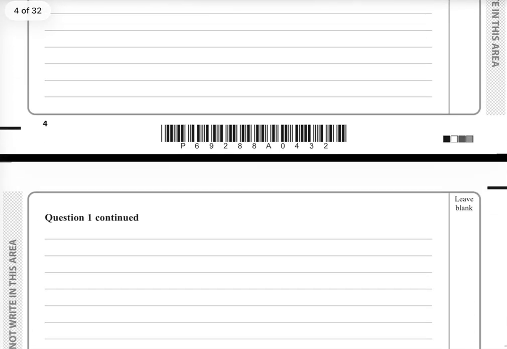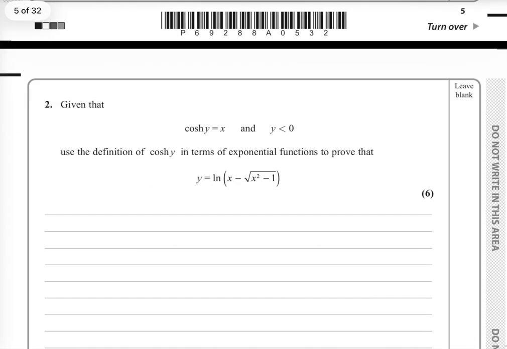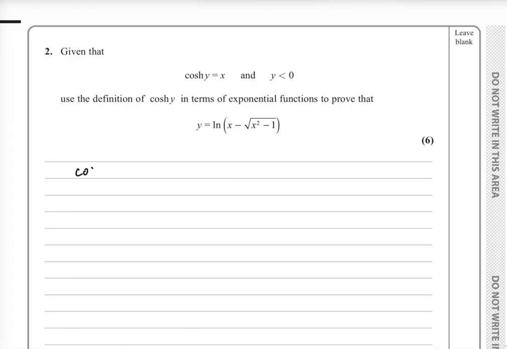On to question number 2. Given that cosh y is equal to x and y is less than 0, use the definition of cosh y in terms of exponential functions to prove that this is true.